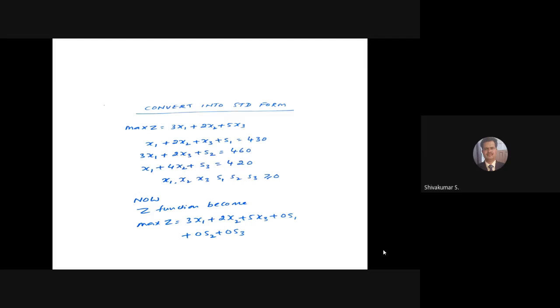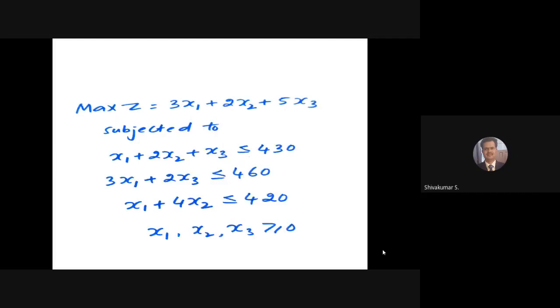Similarly, the third constraint gives us a third equation now: x1 plus 4x2 plus s3 is equal to 420. Now you have converted all these 3 inequalities into equal sign. Remember, you have this unequal sign. They are called constraints, also called inequalities. You have to convert these inequalities into equal sign.